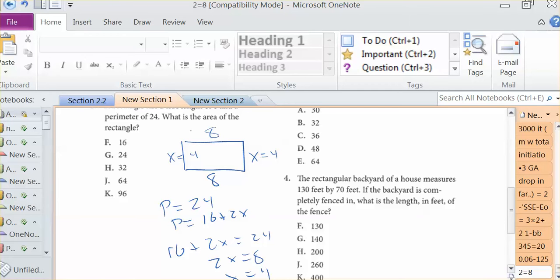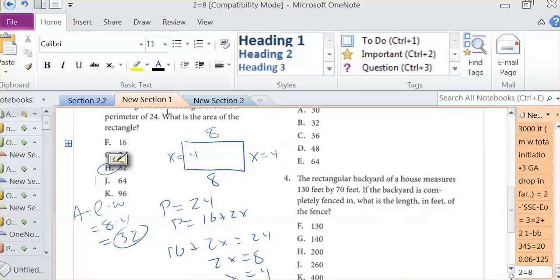But now they're asking for the area. Area is length times width. So of course 8 times 4 is 32. And that's the answer for that problem. Again, these are all on the first page of this packet.